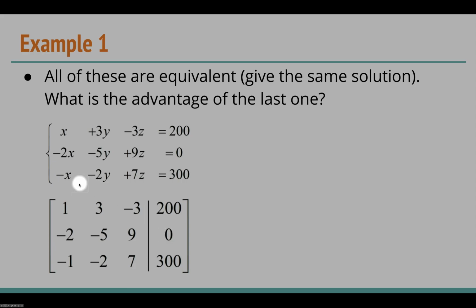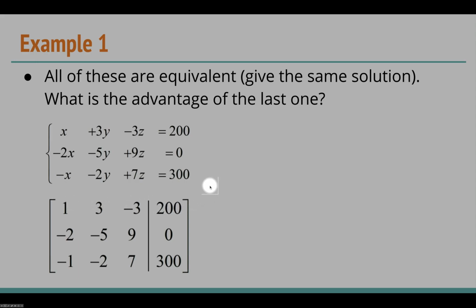And then finally, the last row, or the last equation, has a leading coefficient for the x term of negative 1, so that goes here. Negative 2 for the y term goes here, and positive 7 goes down here. And then, of course, the constant term is 300. So we have at least succeeded in rewriting the system of equations without all of the variables.